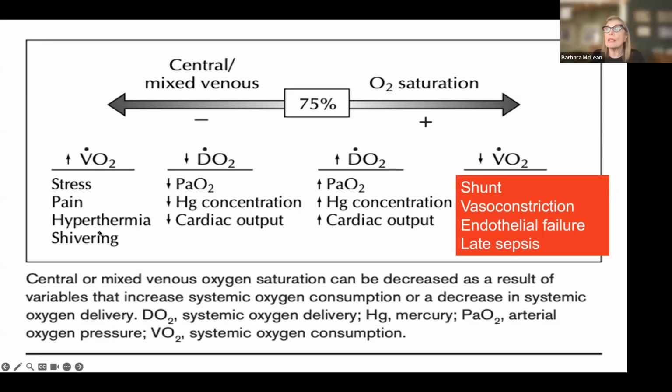So you can see these are things I can treat. I can give you anti-anxiety or sedation. I can give you analgesia. I can cool you down. I can block your shivering. You're consuming a lot of oxygen. Let me treat those things. You're not delivering enough oxygen. I'm going to try to increase your cardiac output. I really can't help you increase your PaO2.